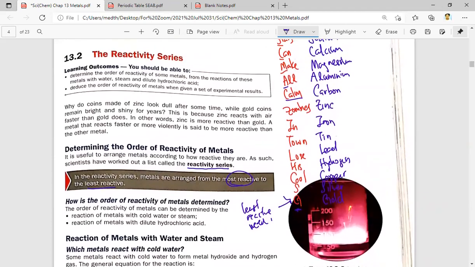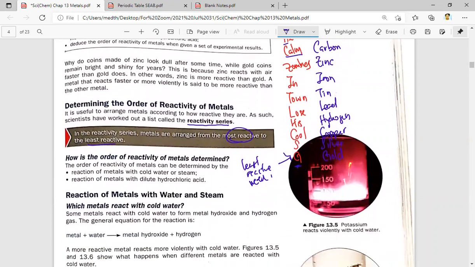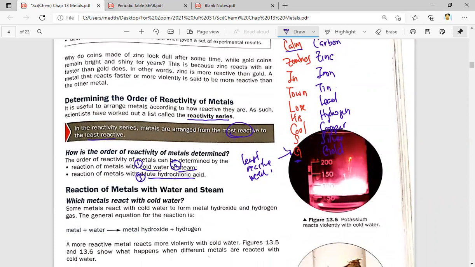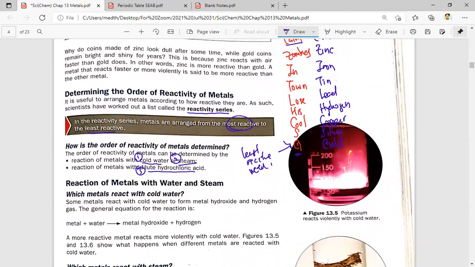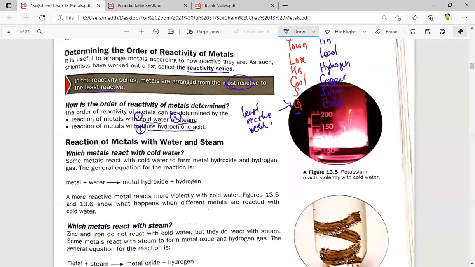Now the thing is this: how do scientists determine how reactive they are? They look at the reaction of the metals with cold water, how the metal reacts with steam, and lastly, how the metal reacts with dilute hydrochloric acid. So before we go into looking at how the metals react with cold water, steam, and dilute hydrochloric acid, let's zoom in on the reactions themselves first. First thing, metals can react with water, metals can react with steam.